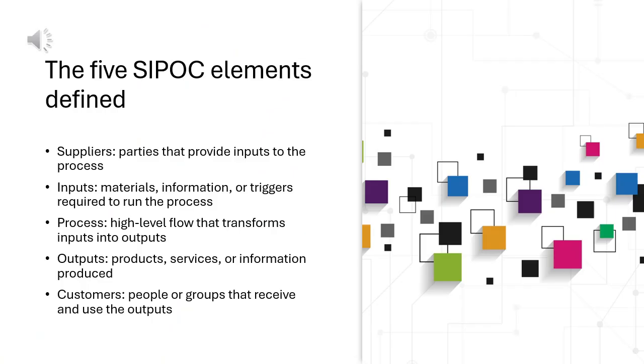Suppliers are parties that provide inputs to the process. Inputs are materials, information, or triggers required to run the process. Process is the high-level flow that transforms inputs into outputs. Outputs are the products, services, or information produced by the process. Customers are people or groups that receive and use the outputs.